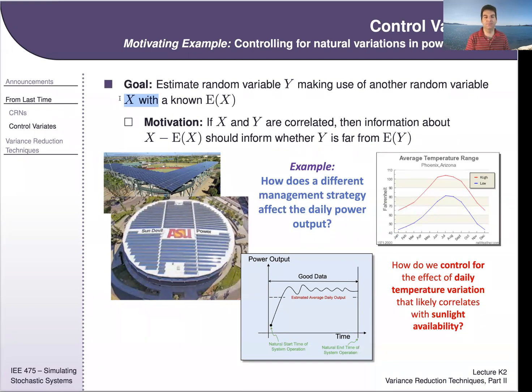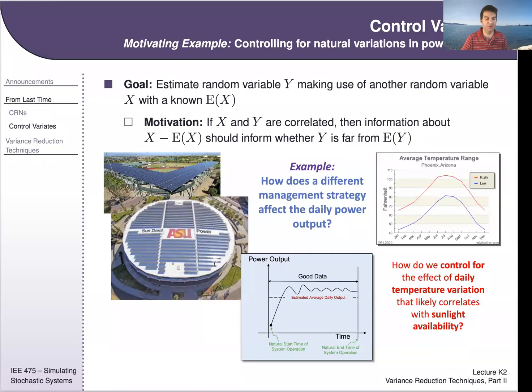If I can measure my independent variable and I have a known mean for it, then I can use correlations between the independent variable and the response variable to reduce the variance of the response variable by subtracting off a component of the variance that I am pretty sure has to do with the independent variable.